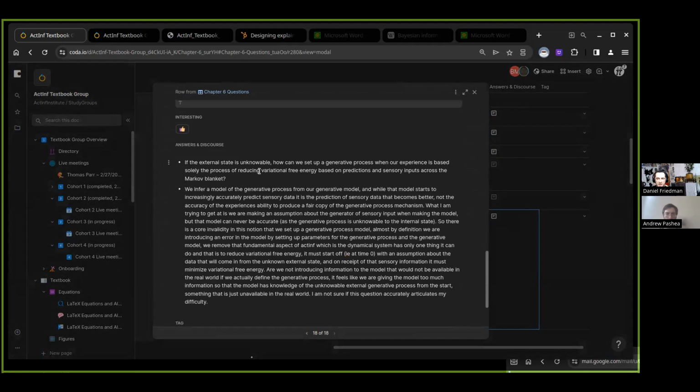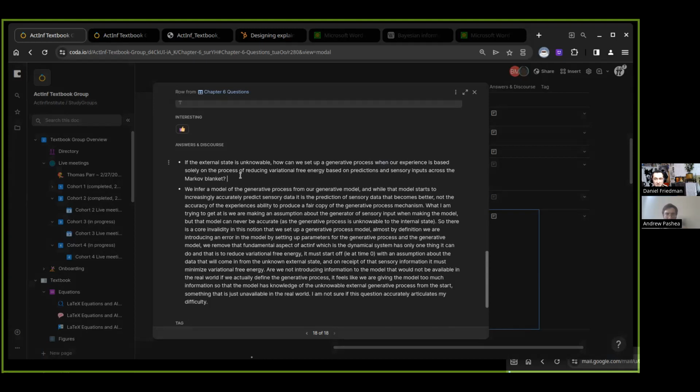If the external state is unknowable, how can we set up a generative process, so that's what's generating the observations when our experience is based solely on the process of reducing variational free energy based on predictions and sensory inputs across the Markov blanket? This person has just described the challenge of life.